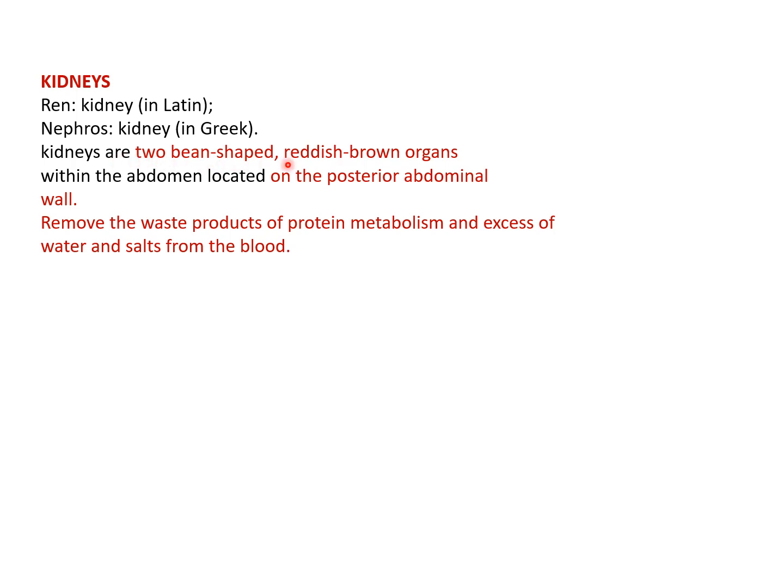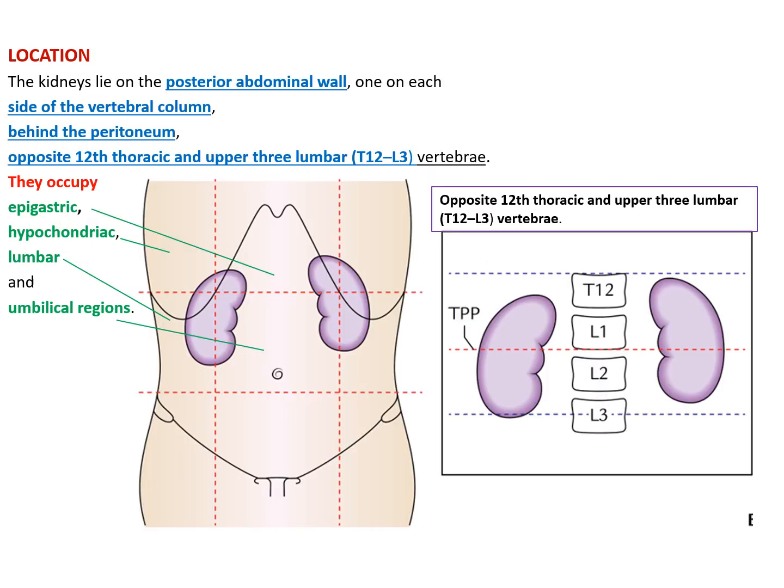Kidneys are two bean-shaped reddish-brown organs which lie in the abdominal cavity on the posterior abdominal wall. Their function is removal of the waste products of protein metabolism and excess of water and salt from the blood. So they maintain the water and electrolyte balance of the body and are crucial for survival.